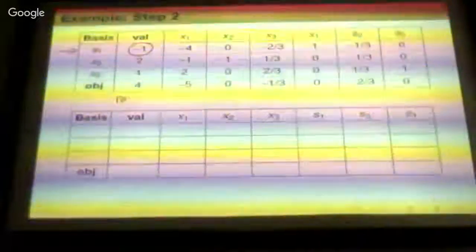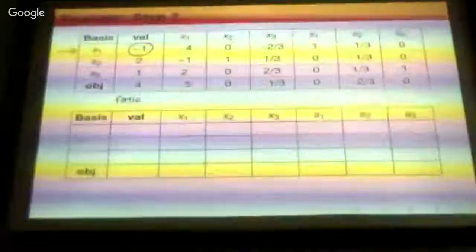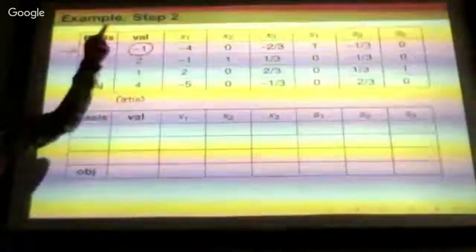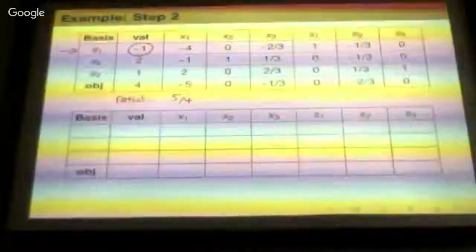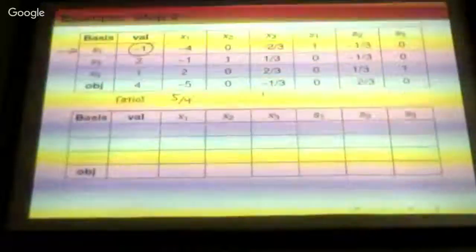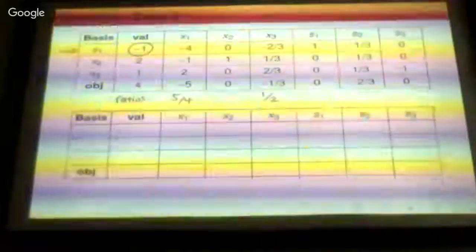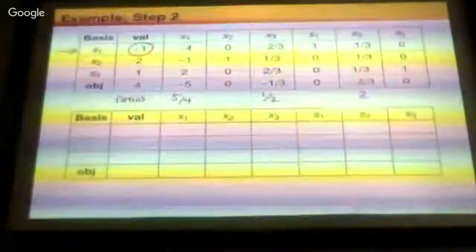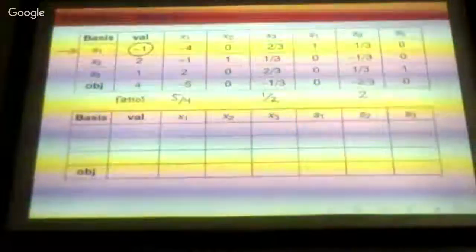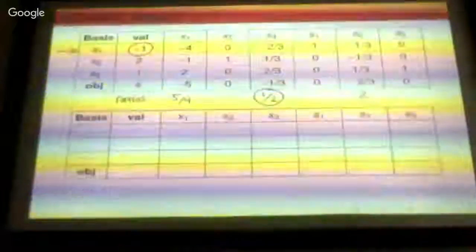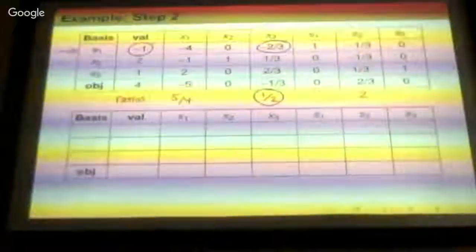Okay, so let's do the ratios. Ratio is the right word here. And again, we're only looking at the negative entries, and the negative entries we've got here: 5/4. Here we've got 1/2. And this one's 2. So Libby's right. These are the ratios, this is 1/2, and therefore this is my pivot element.